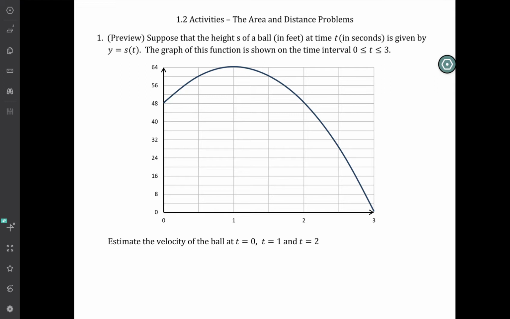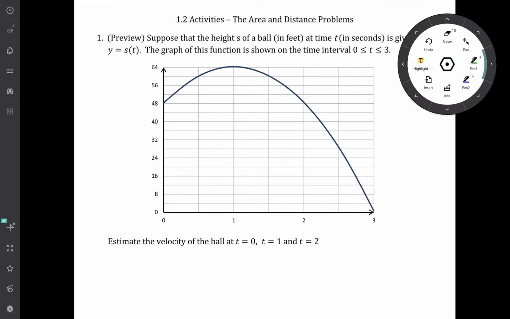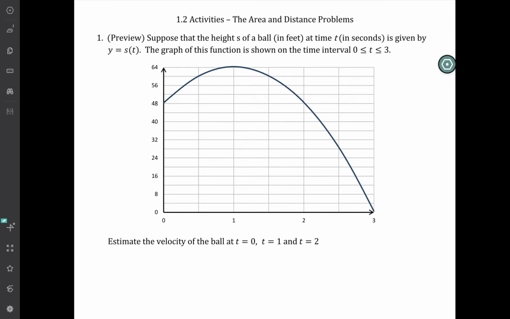One is if we want to estimate the slope of a tangent line. How do we do that? Two is if we have a position function and we want to estimate velocity, how do we do that? We want to work towards reversing those, but in this first example, I just want us to remember the original direction. So we have a graph of a position function, height of a ball in feet, as a function of time in seconds. And we're supposed to estimate the velocity of the ball at t equals 0, 1, and 2. So these are the points that we're interested in.